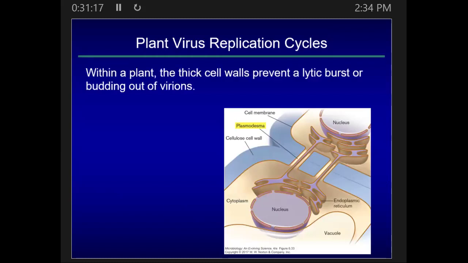So here they're showing two plant cells in this image and two neighboring plant cells. And what they're trying to show is that when you look at plant cells that neighbor each other, they do have these little tunnels between them. They're called plasmodesmata.